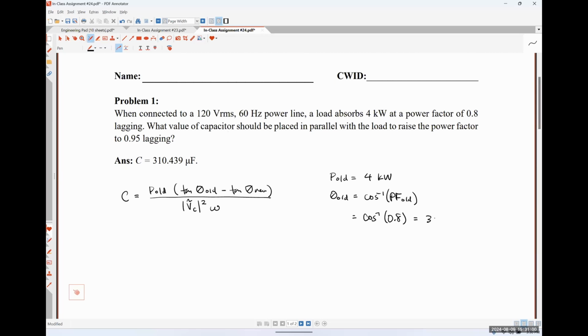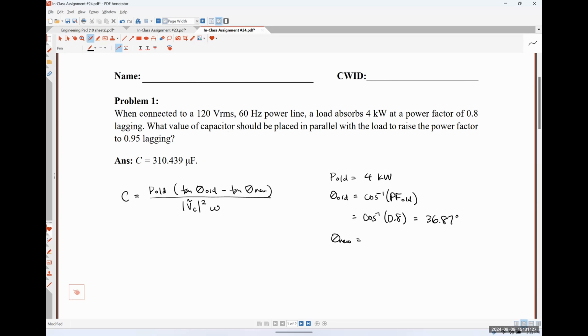Absolutely, 36.87 degrees. And should that angle be positive or negative? Positive, lagging. Exactly right. Thank you for that. Do we know theta new? It's the cosine inverse of 0.95.